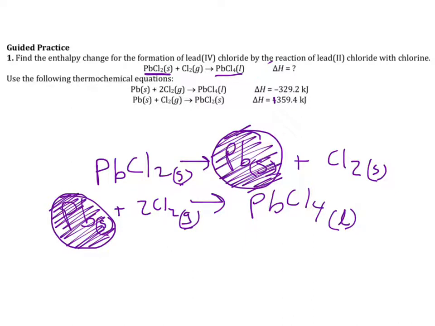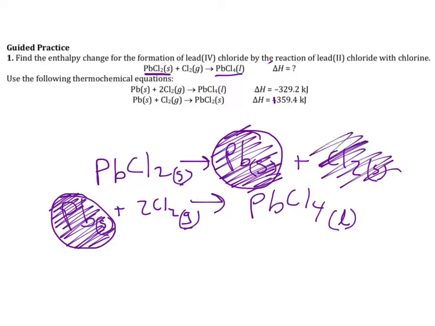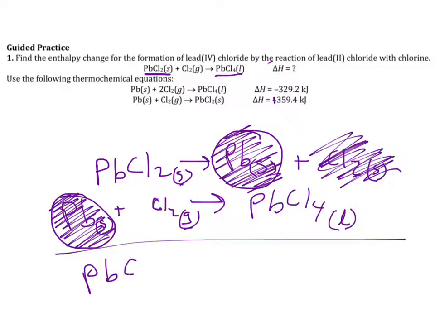Now notice how we have one of these here, and we have two of these here. Because there's only one on the right, it's going to cancel out one on the left. Instead of canceling out both of them, it's only going to cancel out the one, and we end up with just one Cl2. After you cancel these out, you can just add this together, and you get PbCl2 solid plus Cl2 yields PbCl4 liquid.